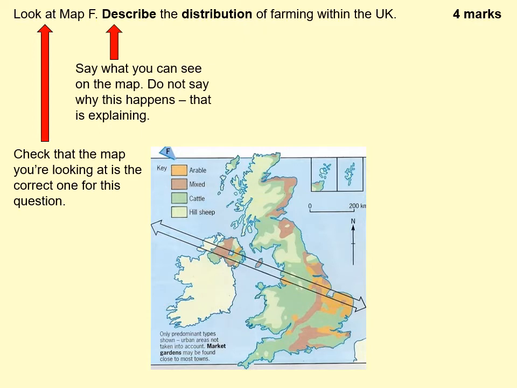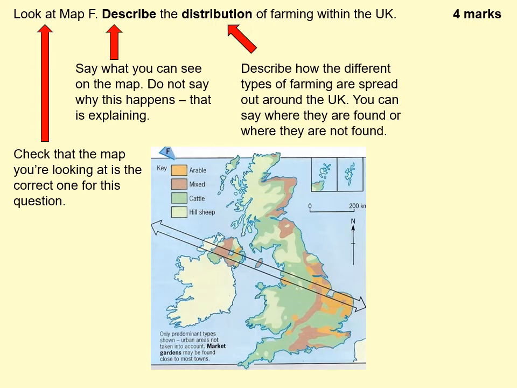The first real command word that we've got in the question is describe. Now describe, remember, means that you are going to say what you can see. So what you can see on this map. You are not going to explain why you see the patterns on the map. So you are not going to say any kind of terms like this is because or due to. We're just saying what we can see.